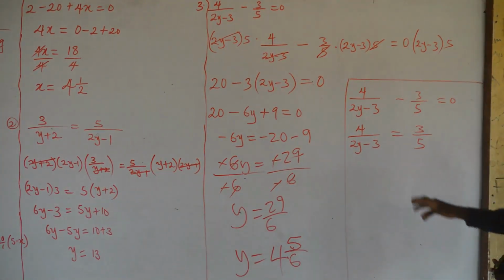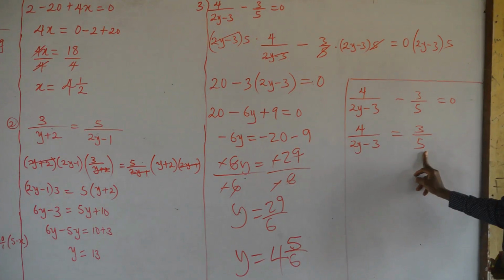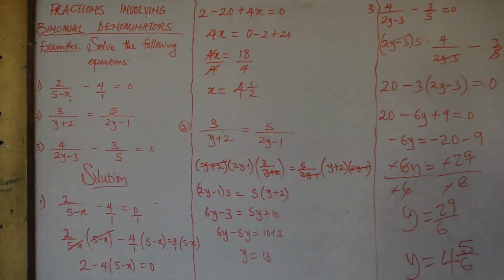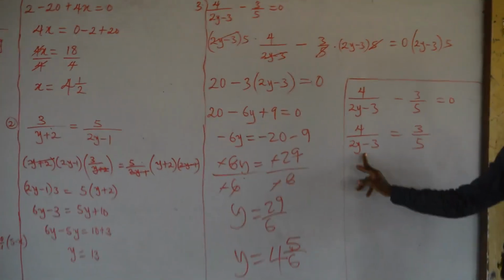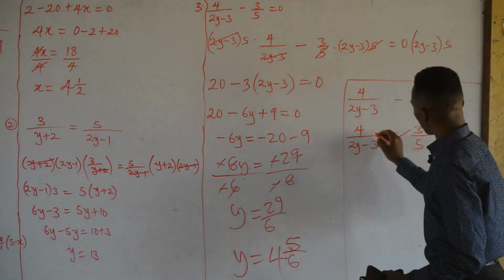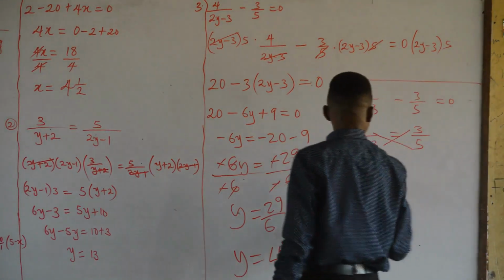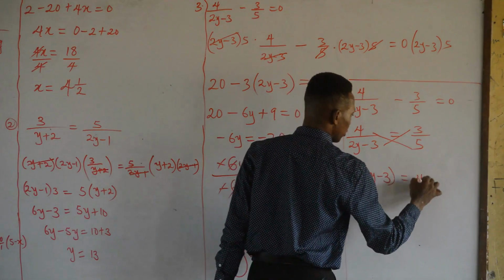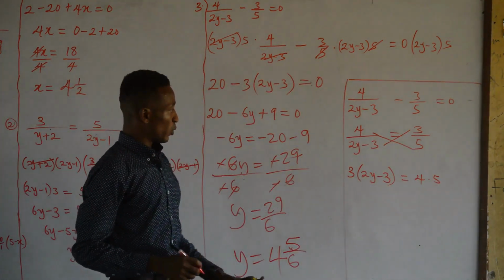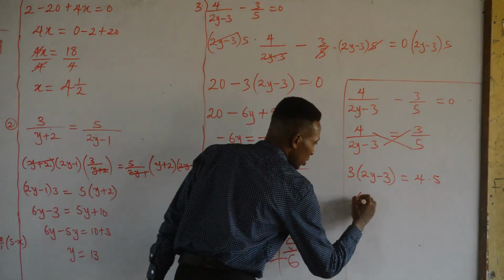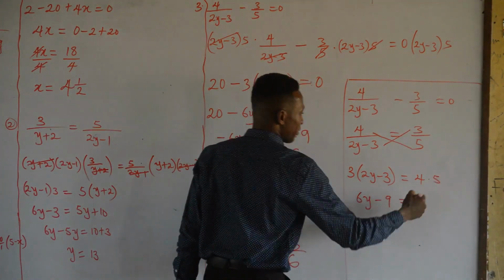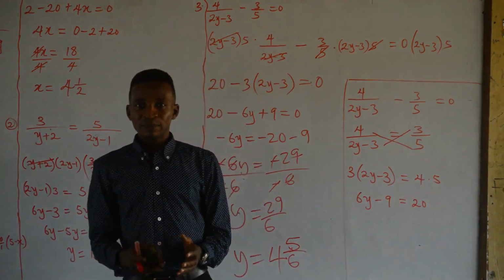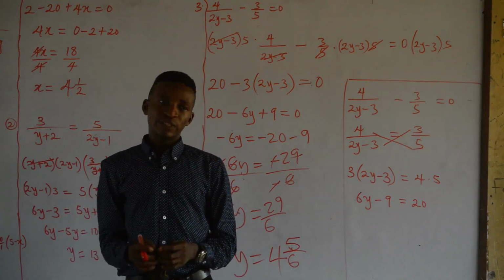Now, this is beautiful because we have just one denominator on each side, almost the same thing with what we have in question 2. Since it's the same thing, you can easily cross multiply, because we have one denominator, one denominator. When you cross multiply, use this to multiply this, then this to multiply this. So now we have 3 into brackets 2y minus 3 equals 4 times 5. When you open the brackets, 3 into bracket 2y gives you 6y minus 9. 4 times 5 gives you 20.